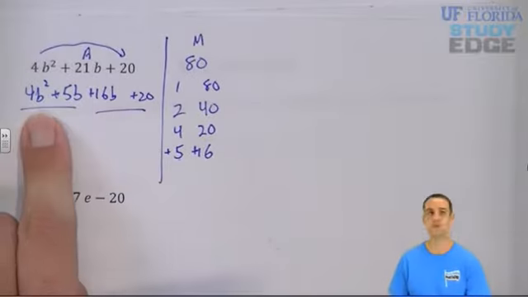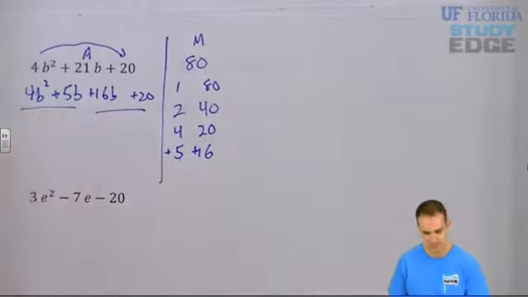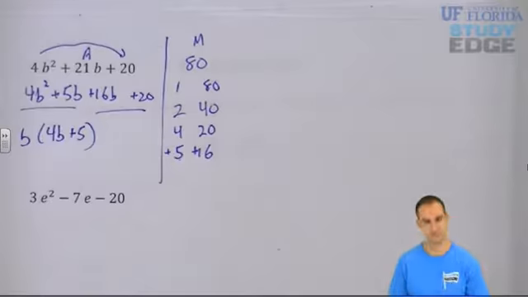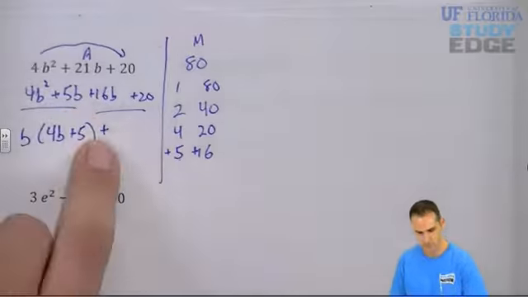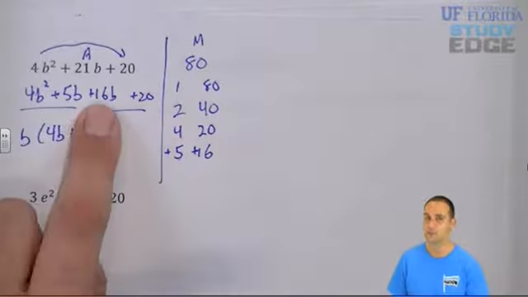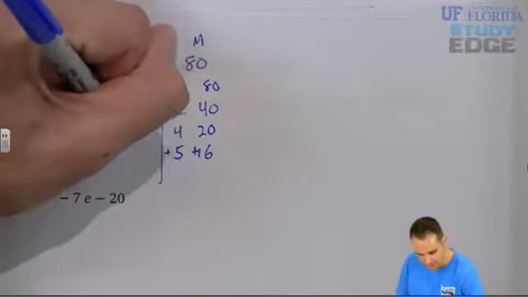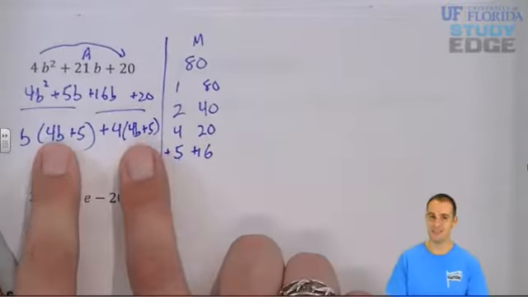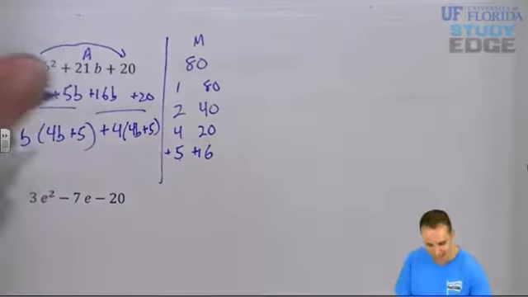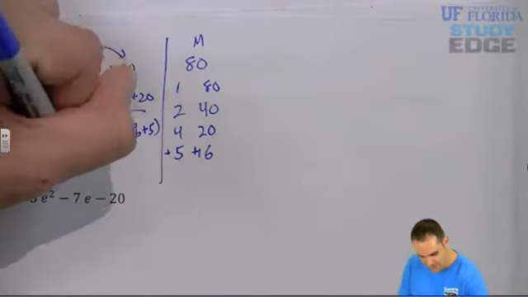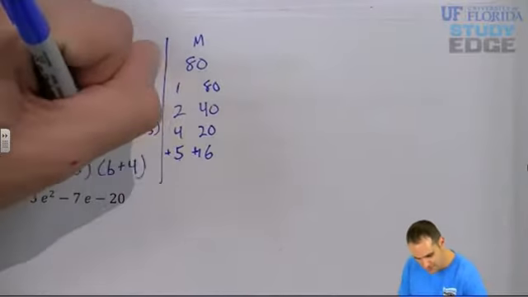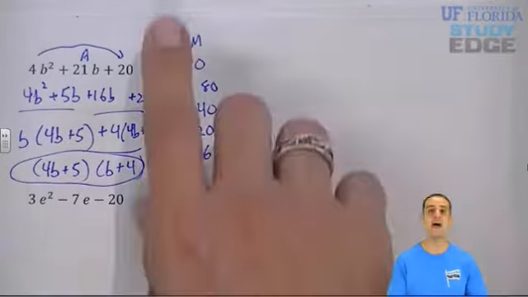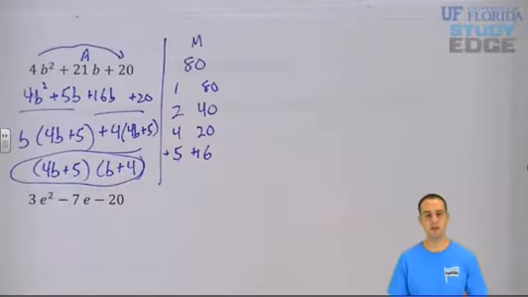What's in common with the first two? Just a b. Factor it out. 4b plus 5 is what's left. Plus, what's in common with the last two? 16 and 20 are divisible by 4. You divide by 4, you get 4b plus 5. Hey, there we go. We have the 4b plus 5s in common. We're going to factor that out, and we're left with b plus 4. That's your answer. And that's the process to factor a trinomial with a number in front.